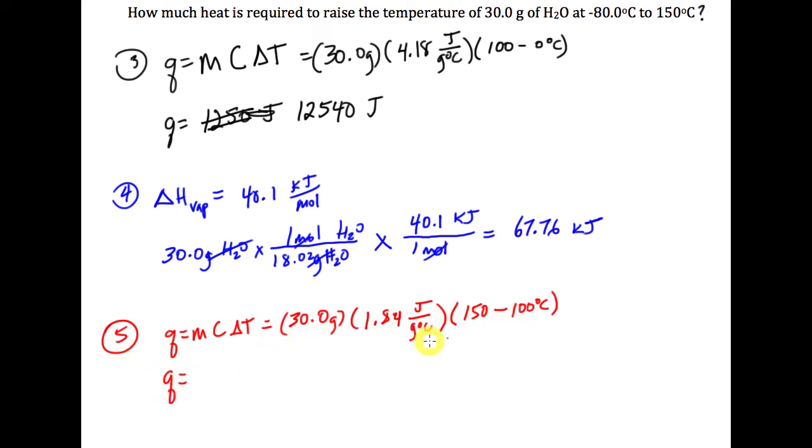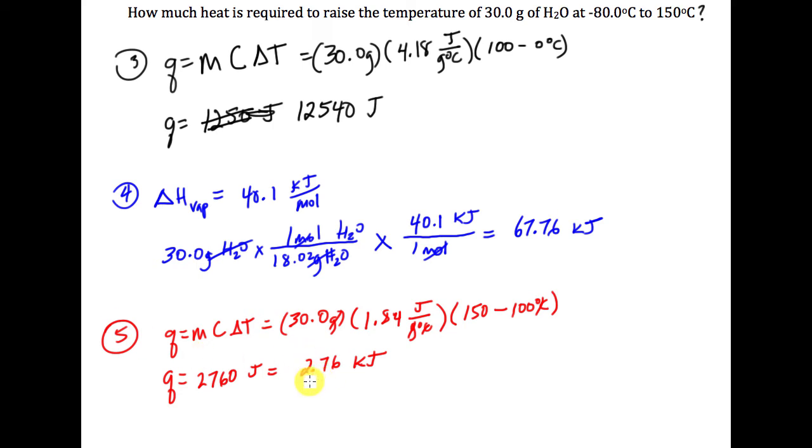So calculating all of this, again watching your units. Remember, grams cancel, Celsius cancel, so this is going to be in joules. And I end up with 2,760 joules, and I can convert that to 2.76 kilojoules.